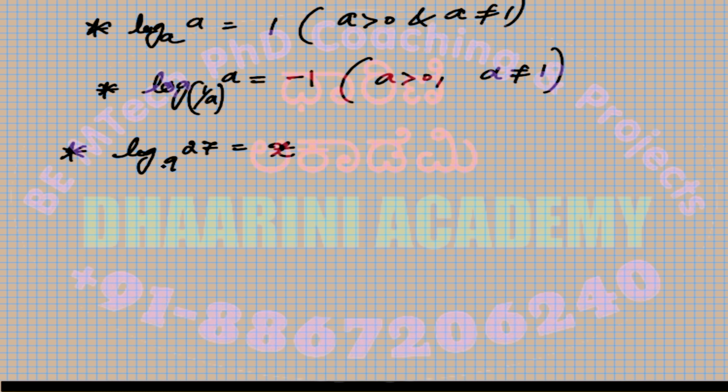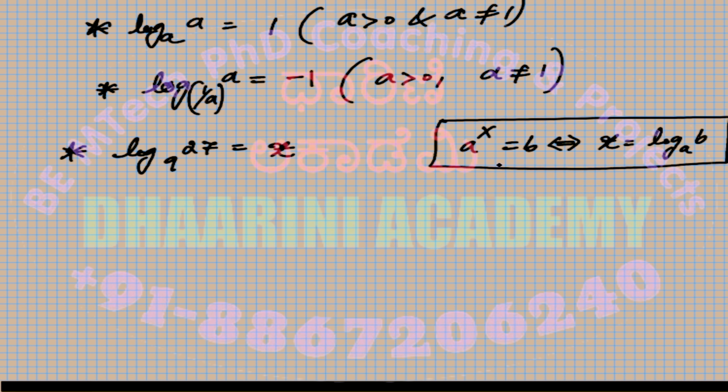So we understood that if I have a to the power x equal to b, then I am going to call x equal to the log of b to the base a. This is my very fundamental equation. Now compare this. x is as it is, a and b are 9 and 27. So what I'm supposed to find is, a is 9, 9 to the power x is equal to 27. This is the equation which you need to solve.